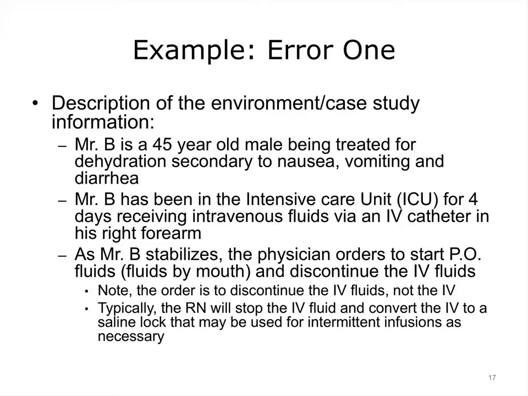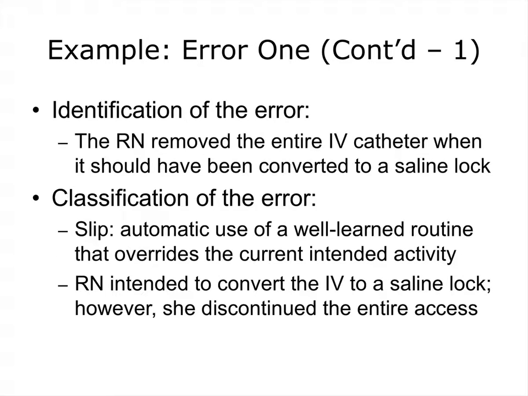Typically, the RN will stop the IV fluid and convert the IV to a saline lock that may be used for intermittent infusions as necessary. Unfortunately, the nurse removed the entire IV catheter when it should have been converted to a saline lock. This capture error can be classified as a slip, automatic use of a well-learned routine that overrides the current intended activity. The nurse intended to convert the IV to a saline lock. However, she discontinued all fluids unintentionally.